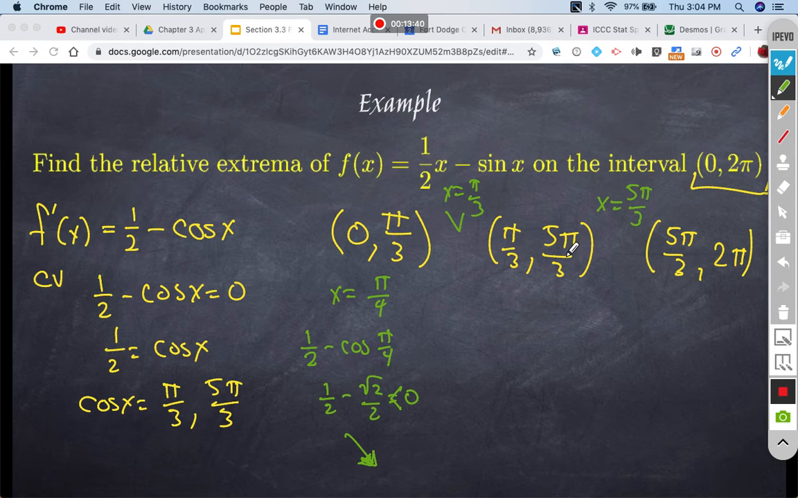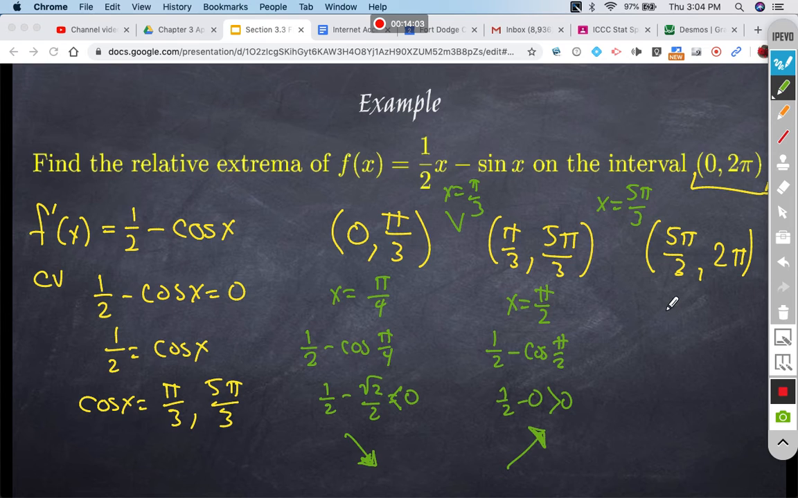I'll look between pi over 3 and 5 pi over 3. I just need to pick a point. If I have an easy one to pick, let's pick it. I like pi over 2, because 1/2 minus the cosine of pi over 2 is 1/2 minus 0. So that's going to be bigger than 0. So it's going up.